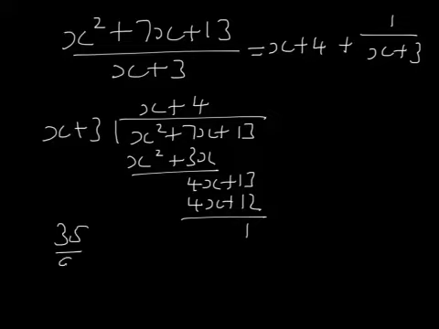35 over 9 was 3 9s are 27, and it was remainder 8, so it was 3 and 8 ninths. So again, it's divided by what you were dividing by originally. So the 9 and the 9 stay the same, the x plus 3 and the x plus 3 stay the same. So let's generalise this.